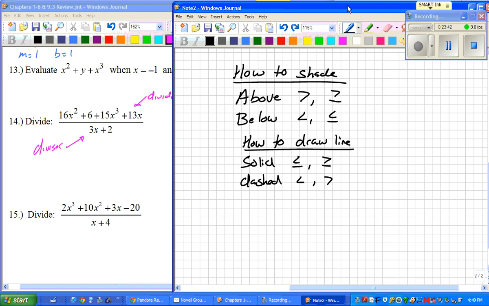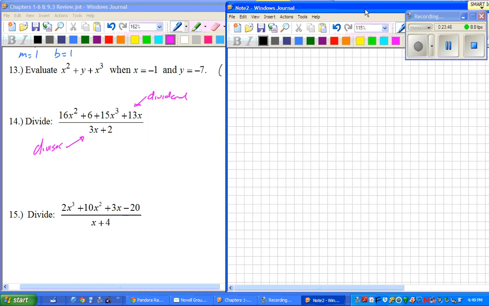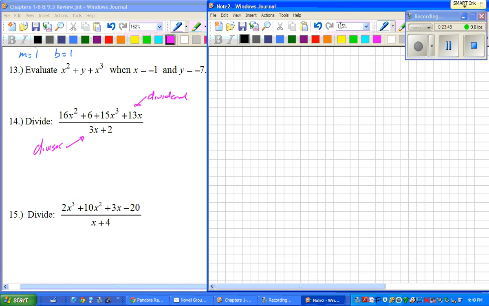I'm going to get a fresh sheet real quick. You have to make sure that it's in standard form, okay? So there's my 3x plus 2. That's what I'm dividing everything out. And I have to make sure the highest exponent goes first, then the 16, then the 13, and the 6.